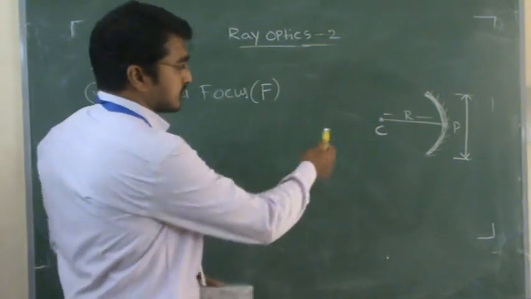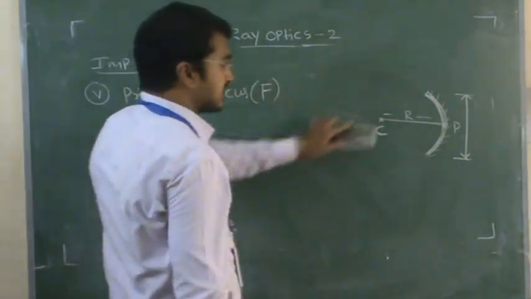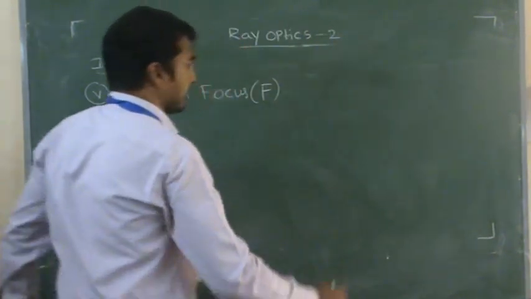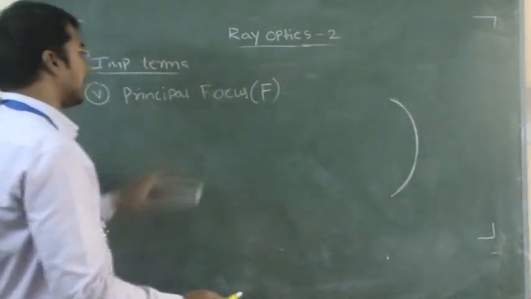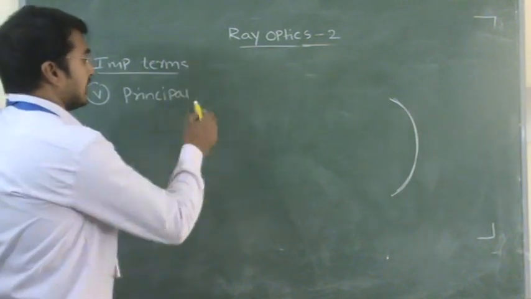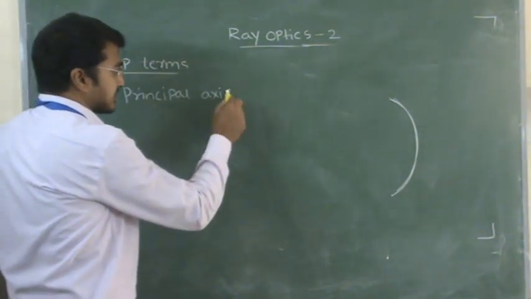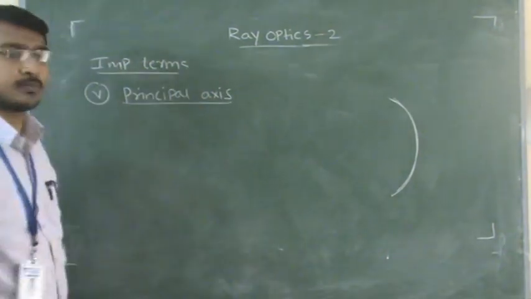Okay, C, R, P and aperture is over now. Then I will take it. So this is... otherwise, before that you will see the axis, principal axis. We will discuss principal axis.